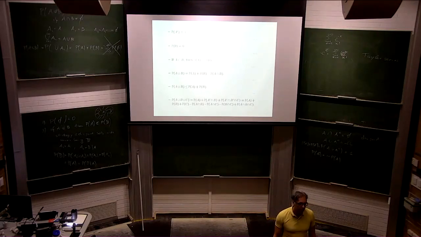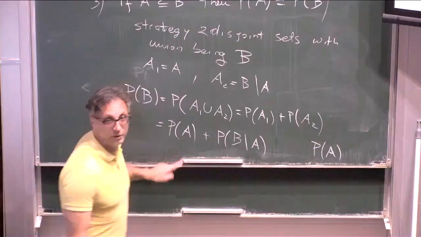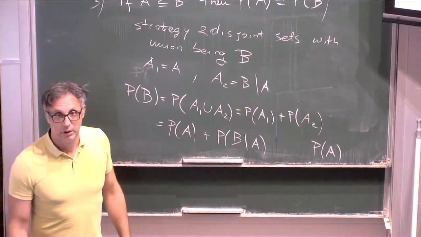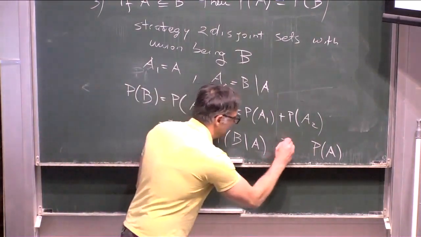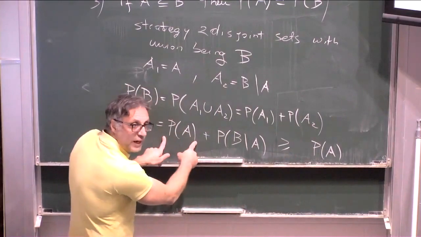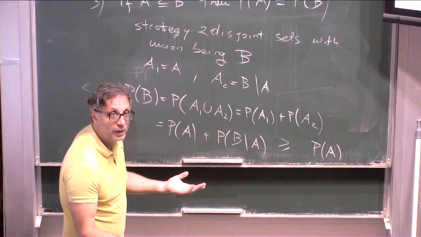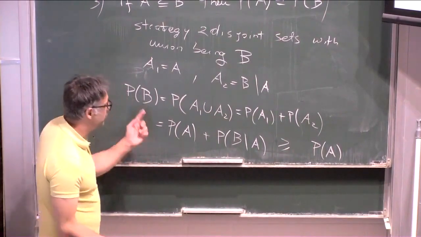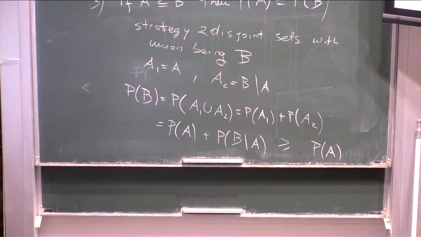Yes, go ahead. It cannot be negative. So how do you compare these and simply the probability of A? What is larger or equal? This is larger or equal than this because it's the probability of A plus something that cannot be negative. Okay? So what we prove is the probability of B is larger or equal than the probability of A, as advertised.